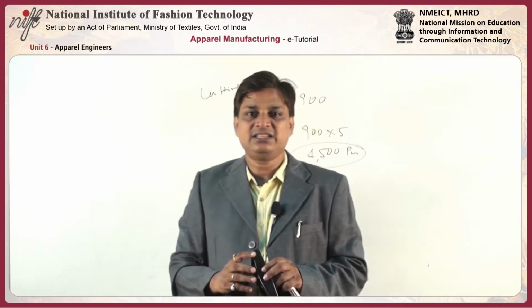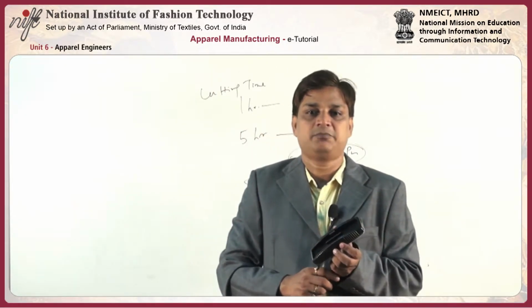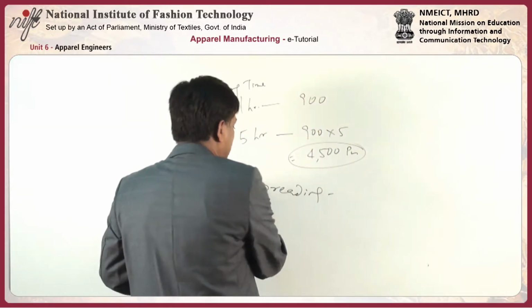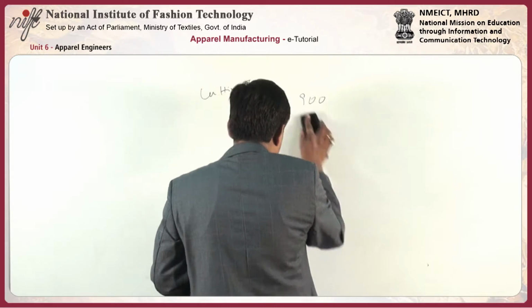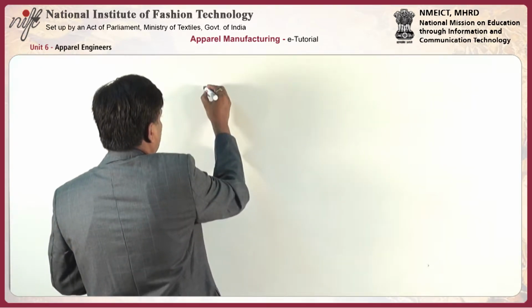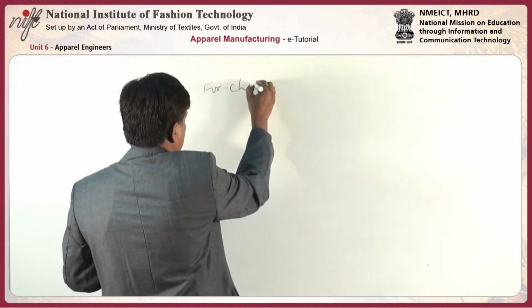For checks, the cutting time of a lay of 150 ply on a 6-way marker is around double, because it will require more time. Now we discuss the check fabric.